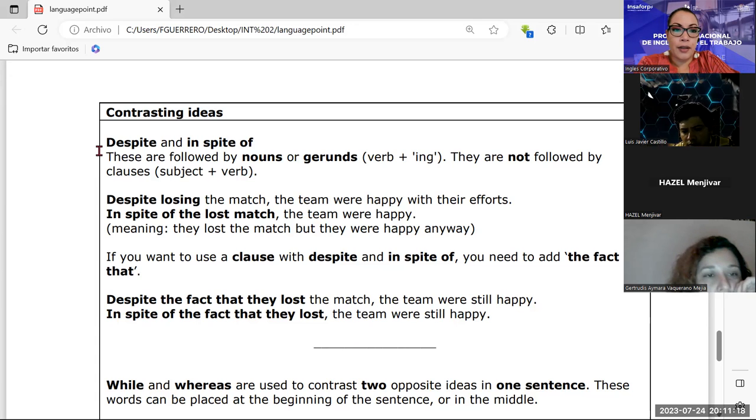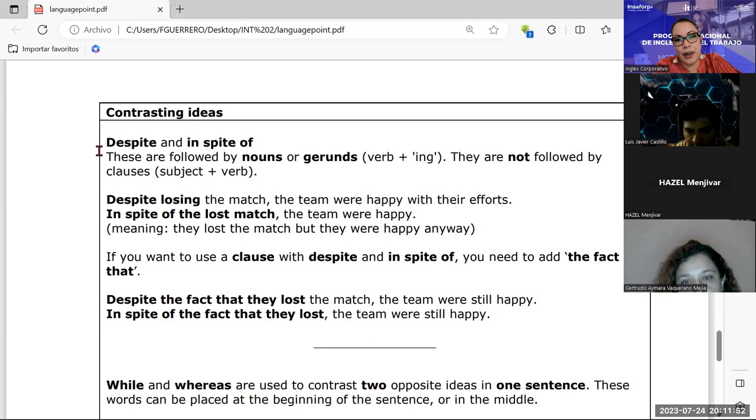And we have the example: Despite losing the match, the team were happy with their effort. We can also use: In spite of the lost match, the team were happy. Meaning that they lost the match, but they were happy anyway. So it is contrasting, you lose, but you're happy. You see, it's like a contrasting idea, and the idea is putting it together using despite or in spite of.